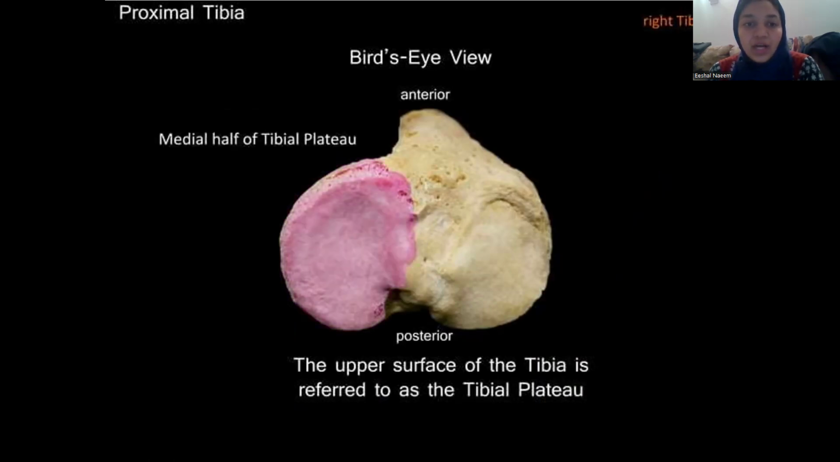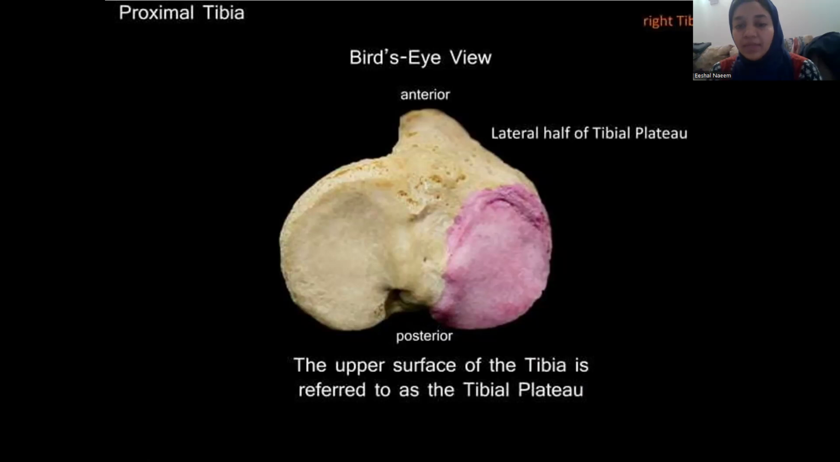Okay, so both these condyles add up to create a plateau, because this area, the articular surface on the superior area of the tibia, creates a plateau, right? So the plateau is made by these two condyles. There's a medial half of the tibial plateau, and then there's a lateral half of the tibial plateau.